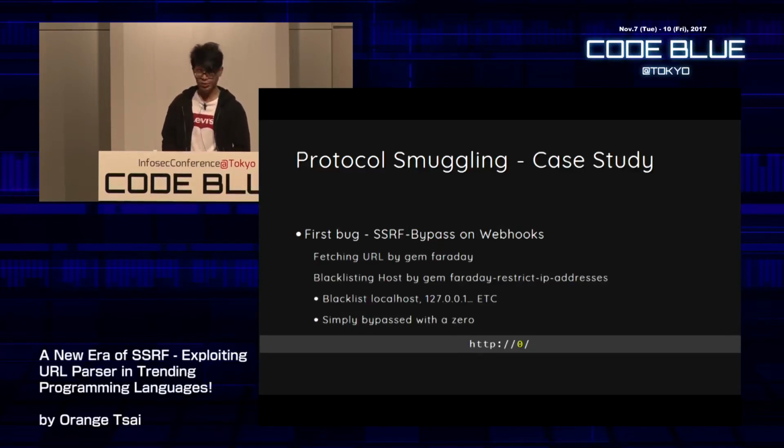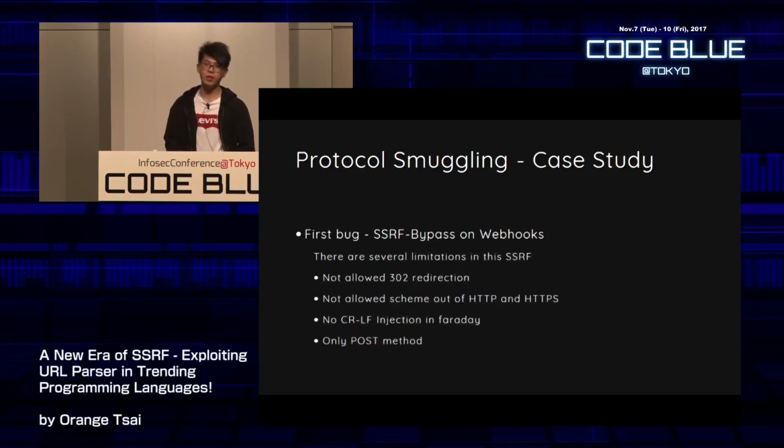The gem seems to be just a simple blacklist and can be bypassed by a 0. In Linux, the 0 stands for localhost. So we got an SSRF now. However, we still can't do anything. Why? There are several limitations in this SSRF, such as this SSRF only allows the schemes HTTP and HTTPS.